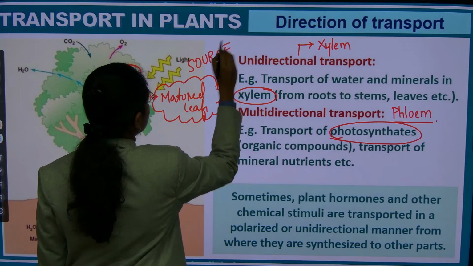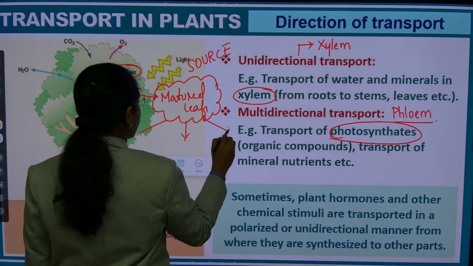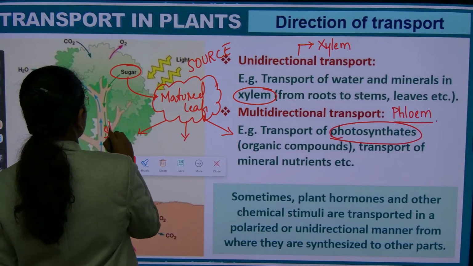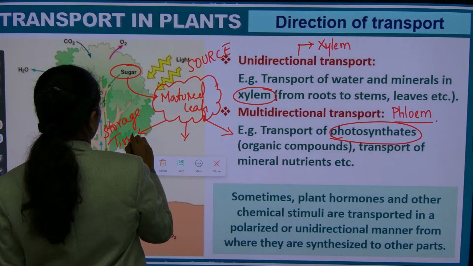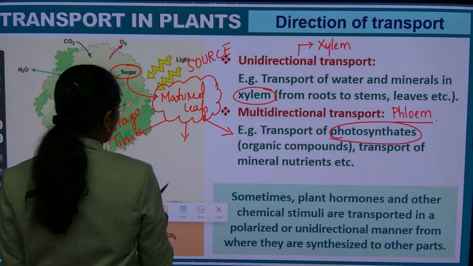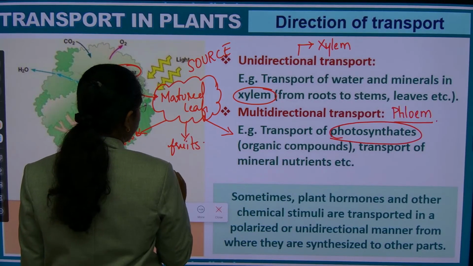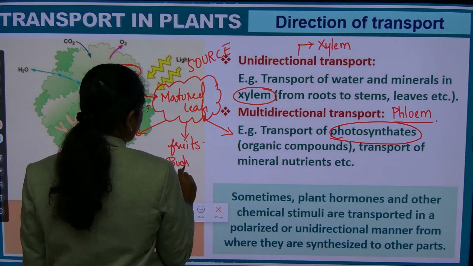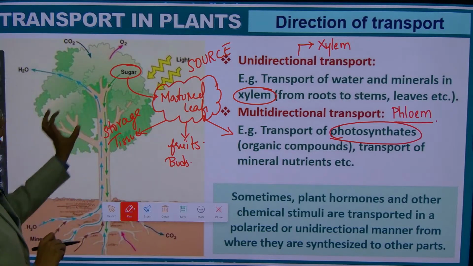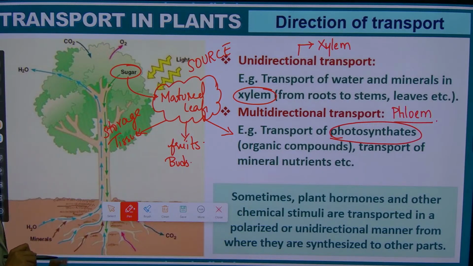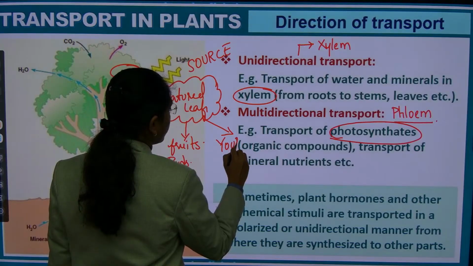This is source. From source to sink, it is transported to different sinks. It can be to some storage tissue, or to some growing parts of the plants like fruits, buds, be it auxiliary buds or terminal buds. Fine, right? Storage tissues, fruits, buds, and to younger leaves as well.